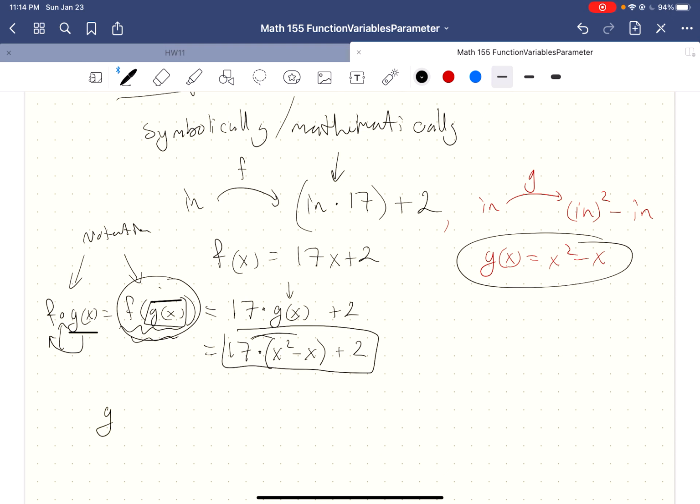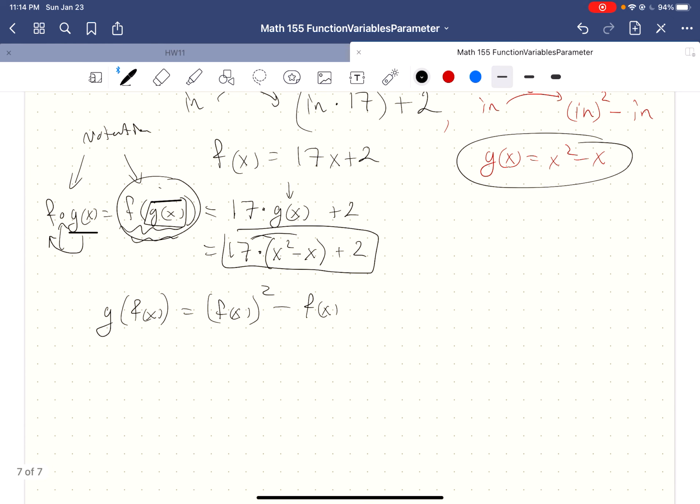All right, now let's look at g of f of x. So what does g do? It takes the input, which in this case is f of x, squares it, and subtracts the original input again. So in this case, that's 17x plus 2 squared minus 17x plus 2, which again, I want parentheses because I have to distribute this negative if I were to keep going. So symbolically, this is what's going on with function composition.